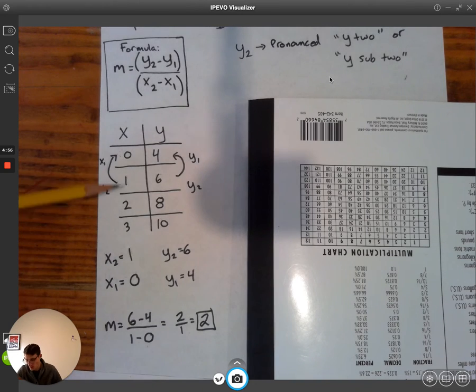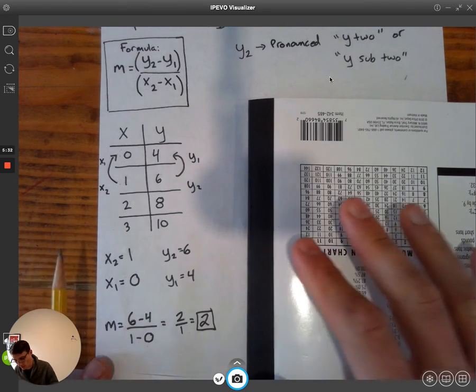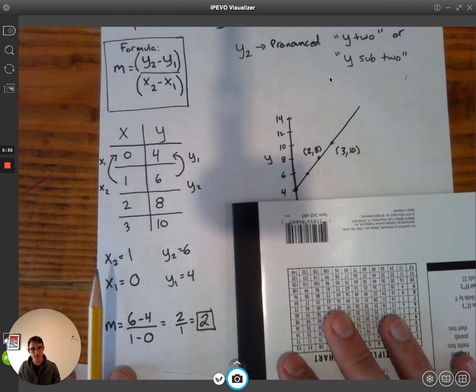Now let me just tell you, did I have to do the first 2 points? No. You can do any points you want on a data table. The only rule is whatever comes first, that's the 1 position, and whatever comes after that is the 2 position. So could I have done 0 and 4 and 3 and 10? Absolutely. This would have been x2, this would have been y2. This number would have been different, but I promise you whatever I got here would have simplified to positive 2, right?